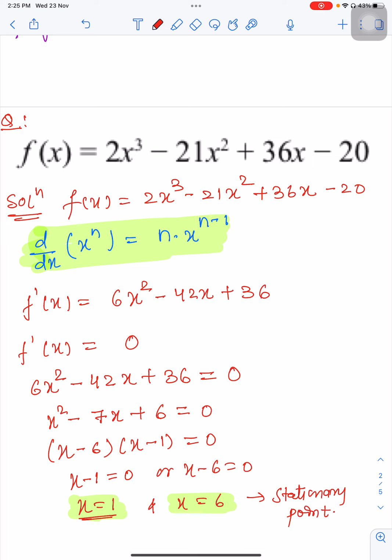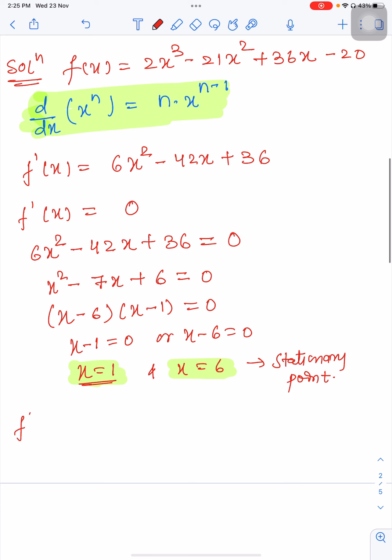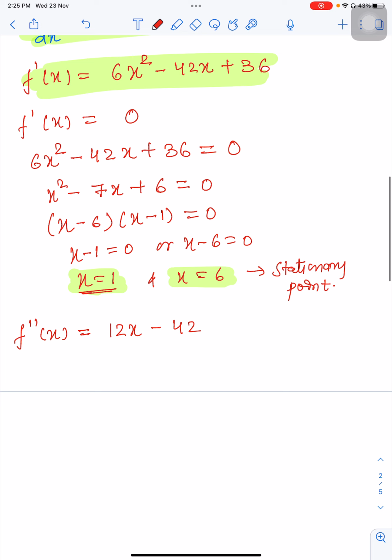Now how do you recognize which one is maxima or which one is minima? उसके हम लोग क्या करते हैं? We take help of what? Second derivative. So let's find the second derivative. So what will be the second derivative? F double dash of x means हमें अभी इसका derivative लेना है. Clear? So what will be the derivative of that? 6 as it is, derivative of x square is 2x, so this will become 12x minus 42, and derivative of 36 is what? 0.